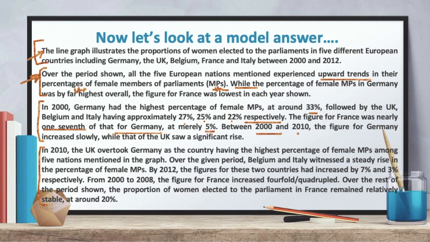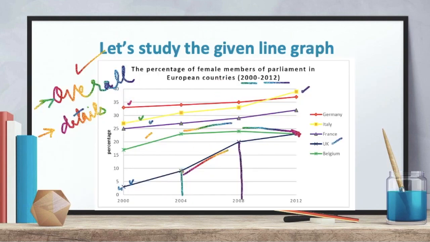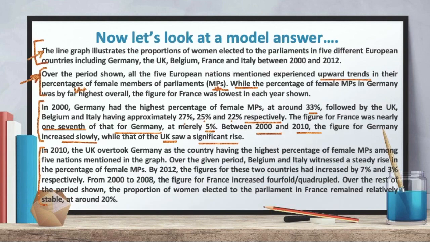Between 2000 and 2010, the figure for Germany increased slowly while that of the UK saw a significant rise, or we can say a dramatic rise. In 2010, the UK overtook Germany as the country having the highest percentage of female MPs among the 5 nations mentioned in the graph. Over the given period, Belgium and Italy witnessed a steady rise. So this is what we discussed, steady rise in the percentage of female MPs by 2012. The figures for these two countries had increased by 7% and 3% respectively.